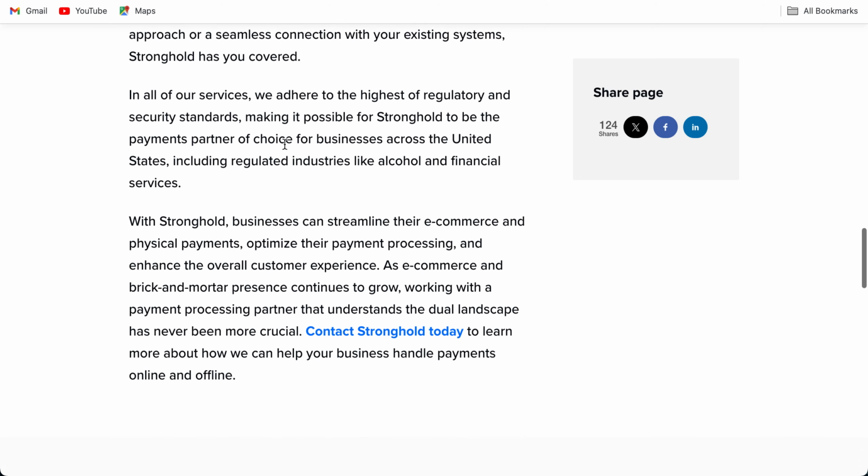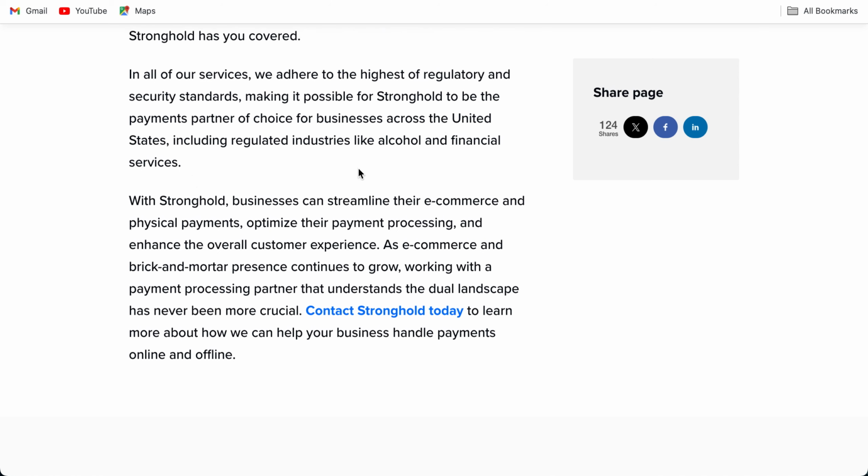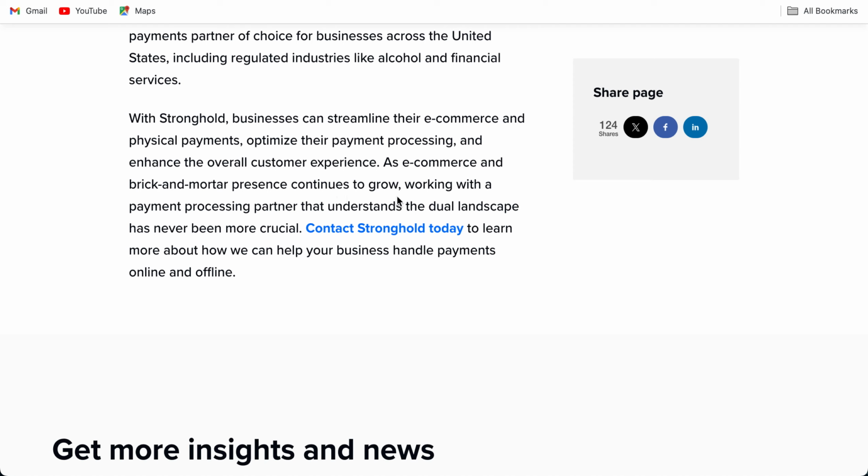In all of our services, we adhere to the highest of regulatory and security standards. It is regulatory compliant, SHX, making it possible for Stronghold to be the payments partner of choice for businesses across the United States, including regulated industries like alcohol and financial services. With Stronghold, businesses can streamline their e-commerce and physical payment, optimize their payment processing, and enhance their overall customer experience. As e-commerce and brick and mortar presence continues to grow, working with a payment processing partner that understands the dual landscape has never been more crucial.